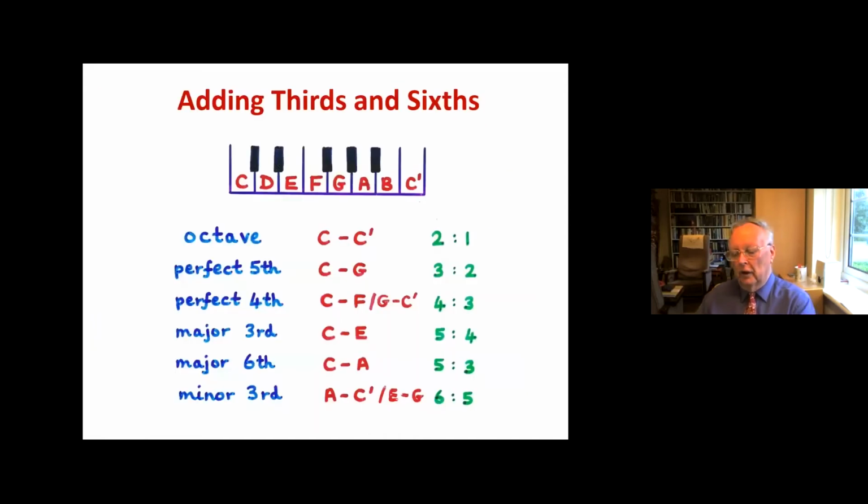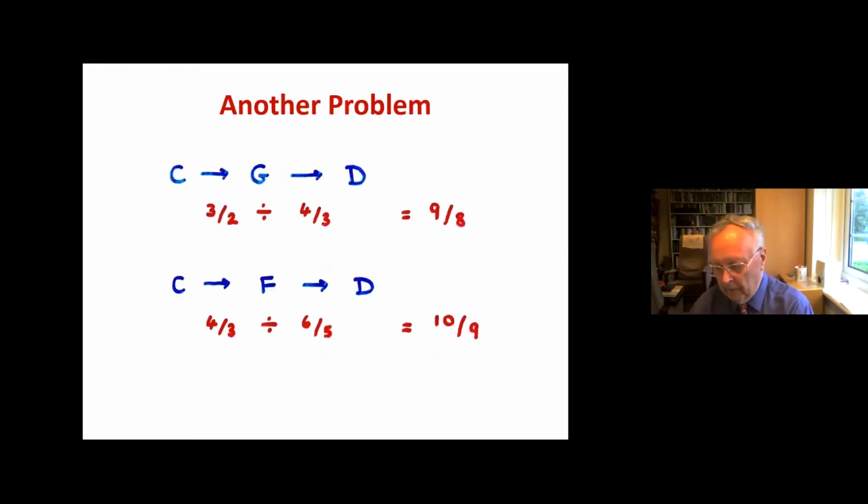Let's go back to intervals. As the years went on, there was increasing use of other ones, such as the major third with ratio 5 to 4. The major sixth with ratio 5 to 3. And the minor third with ratio 6 to 5. These numbers are a bit larger than the 1s, 2s, 3s, and 4s that we had earlier. But with these extra intervals, our earlier difficulties become even more horrendous than before.